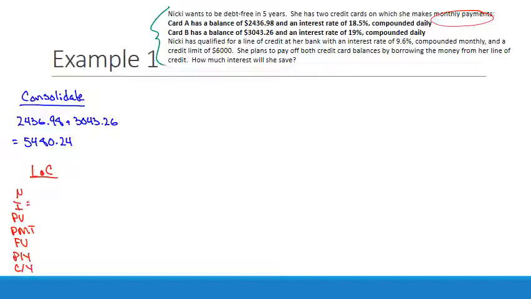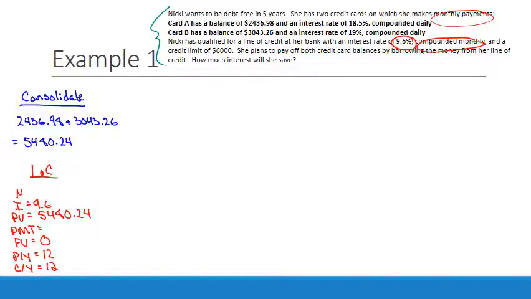Okay, the interest rate. Well, the new interest rate is 9.6%. Much lower. The present value, what she owes. Well, she paid off the two credit cards, and now she owes this much. Payment, we don't know yet. Future value, she's going to pay it off, so 0. Payments per year, 12. And the compounds, it says here, compounded monthly.